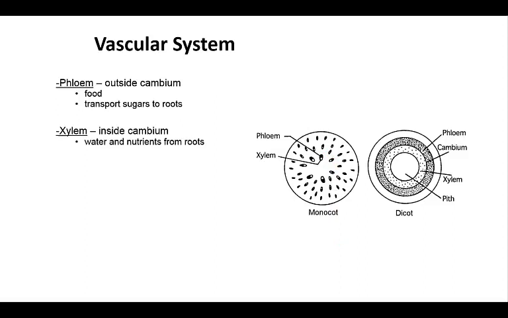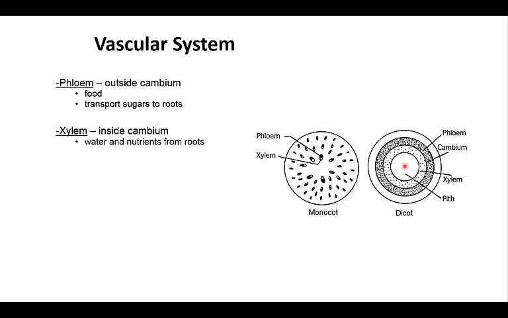On dicots, which includes trees and shrubs, the xylem is the tissue located to the inside of the phloem. This is the xylem, and here's the phloem here. And then sometimes there's pith, or kind of the spongy tissue on the inside of that.